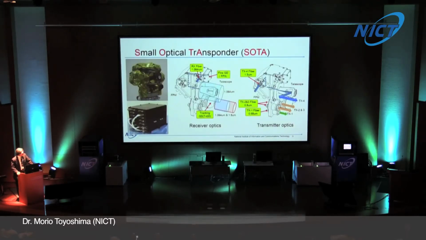So here, the left-hand side shows the flight model of the laser communication terminal. The diameter is just 5 centimeters. The receiver optics are shown in the middle, and on the right-hand side, the transmitter optics. There are several laser sources on board. Two laser beams at 1.5 micron and 0.98 micron are used for communication. The other two, 0.8 micron laser beams, are used for quantum measurement for satellite QKD.